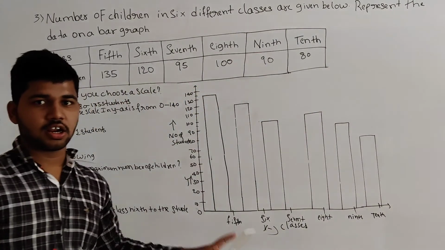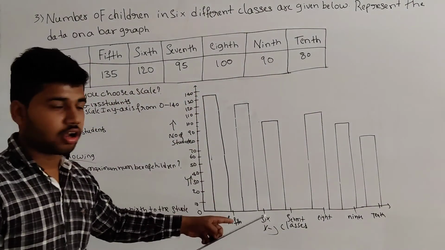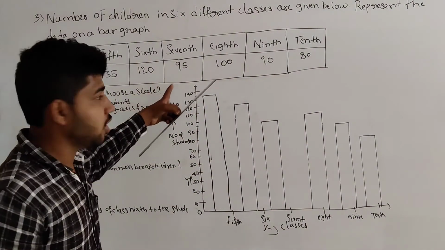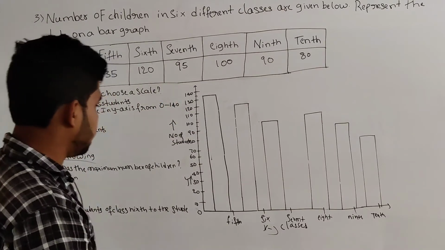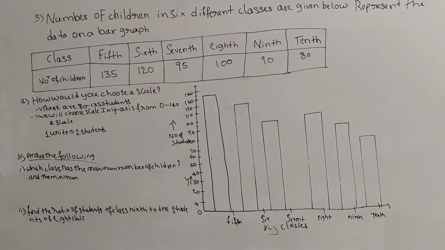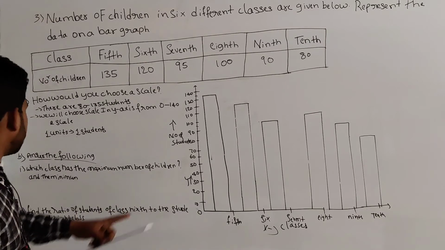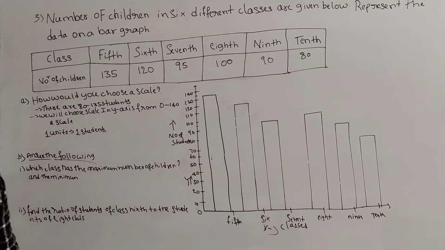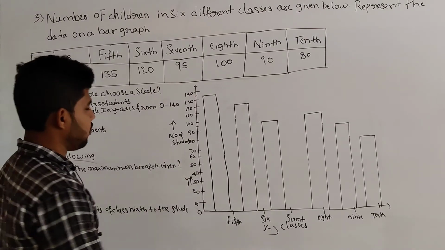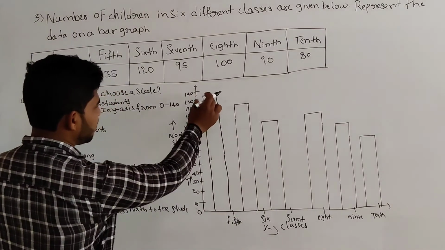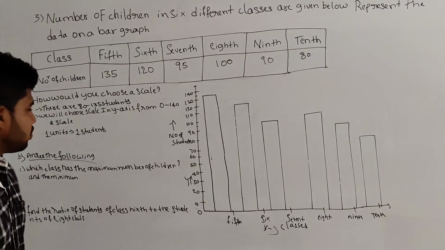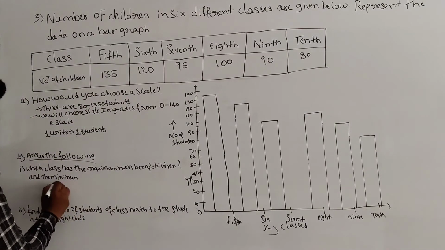These are the rectangular bars we drew according to the number of students in each class. Coming to sub question A: which class has the maximum number of children and the minimum? Maximum means highest. The fifth class has the maximum number of students.